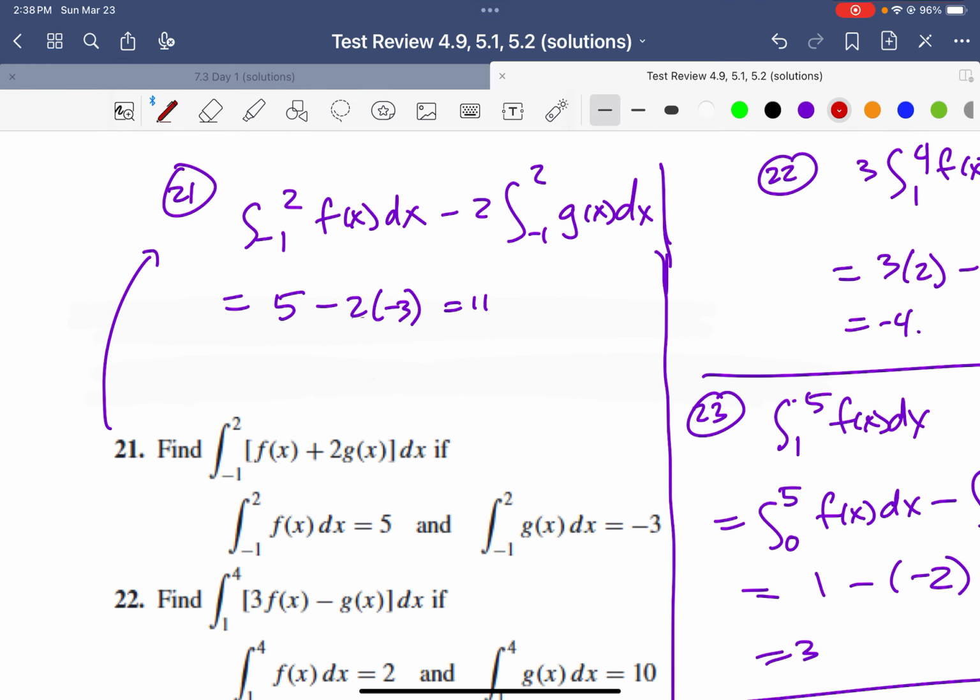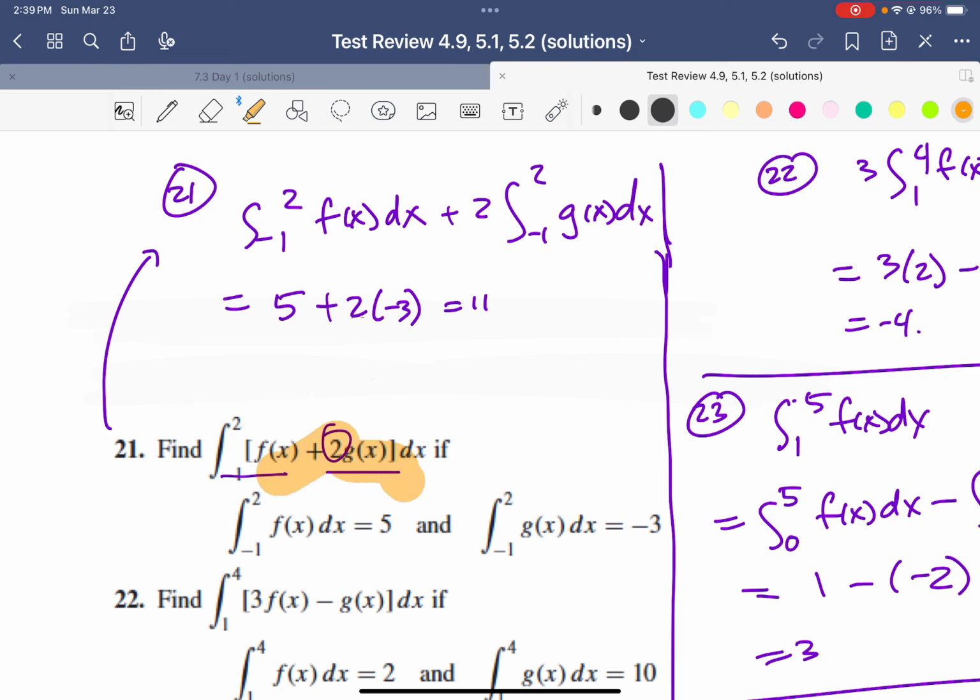Then for 21, we know that the integral of a sum is the sum of the integrals. And so, be careful with that. The integral of a sum is the sum of the integrals. And so, this should actually be a plus. And when we pull out the 2, so we take the integral of f plus the integral of 2 g(x), then we can pull out this 2, and that's why it looks like this.